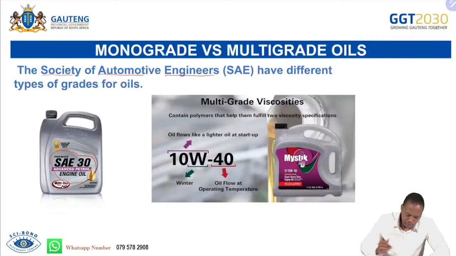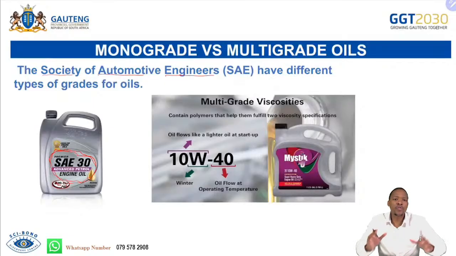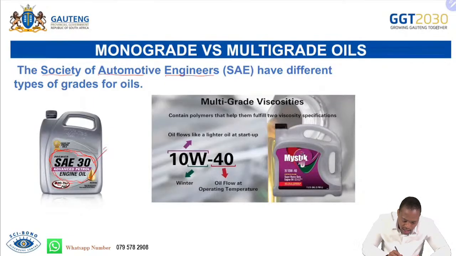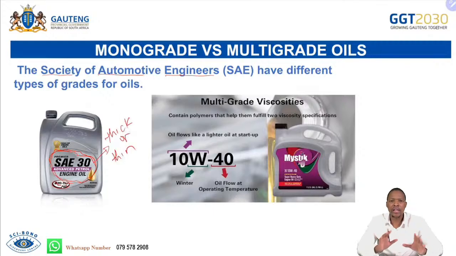So if it is a monograde oil, it means it is graded according to its viscosity, that it functions only at that viscosity. If it's a thick oil, it's a thick oil. If it's a thin oil, it's a thin oil. It has only that grading. Are we together? So that means that if you heat this one up, it will become thin. It will not act a different way. Unlike a multigrade oil, which acts in sort of two different viscosities.